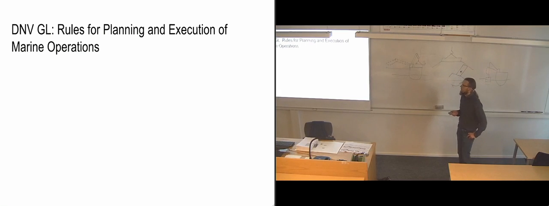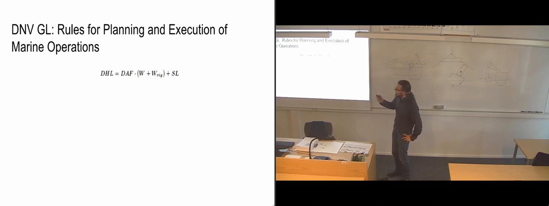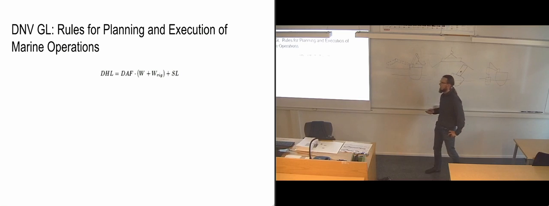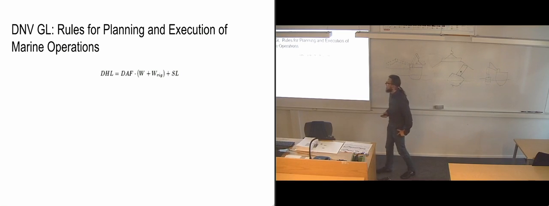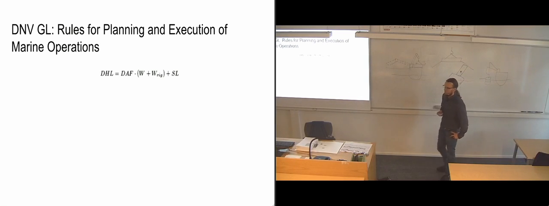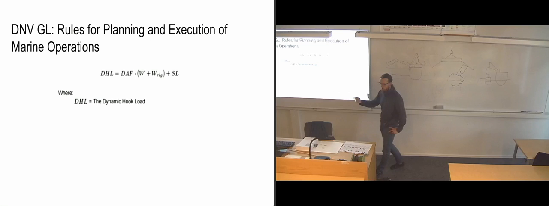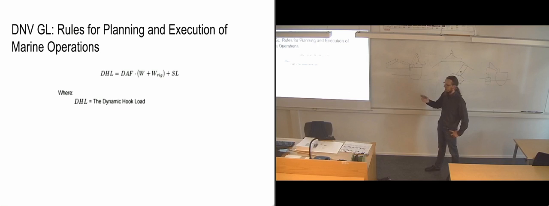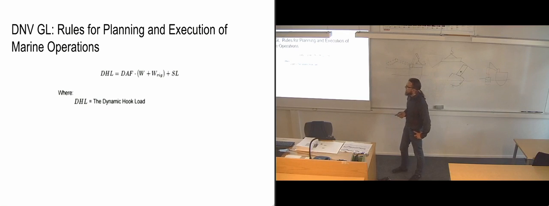So with DNV, they have quite a lot of rules and regulations for how stuff is supposed to be done. And one of their rules for planning and execution of marine operations, they have this equation set up, which is DHL equals DAF times (W plus W rig) plus SL. So we're going to look at what all of this means. It looks pretty Latin right now. So DHL, that's the dynamic hook load. DNV are usually fond of just using abbreviations instead of Greek letters for stuff. So they often just use DHL here when they're doing their calculations.